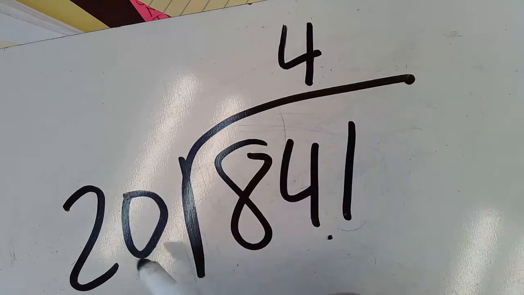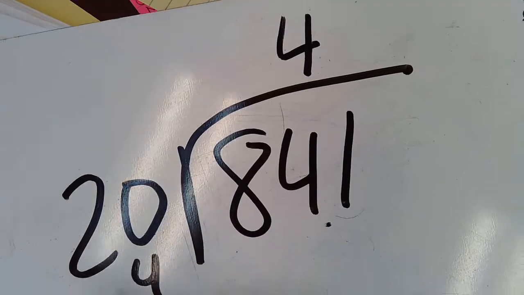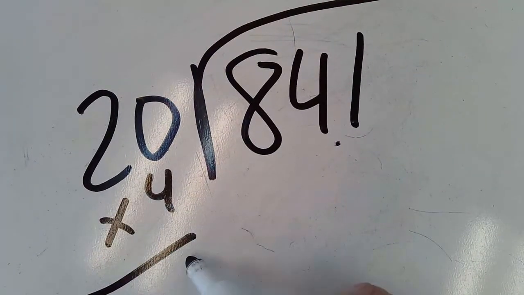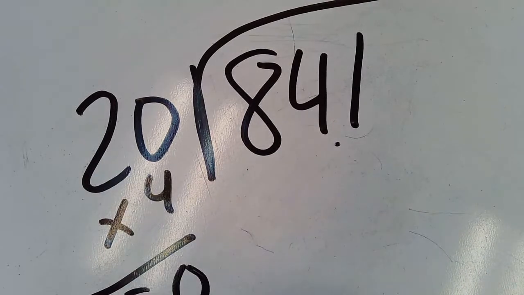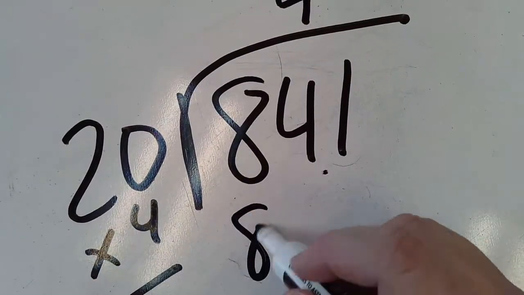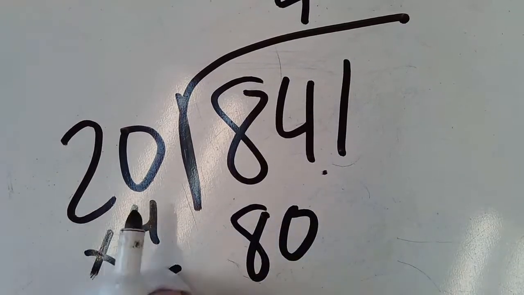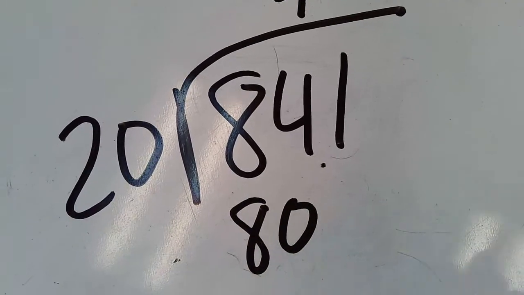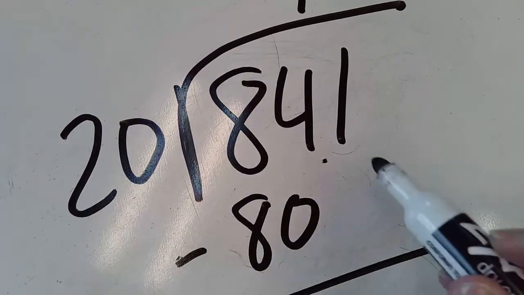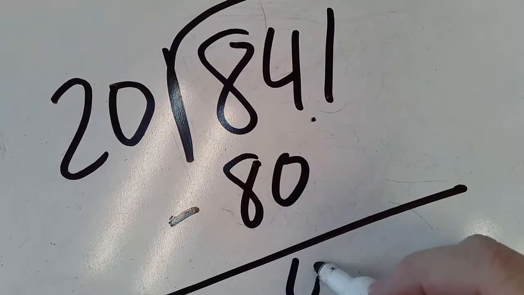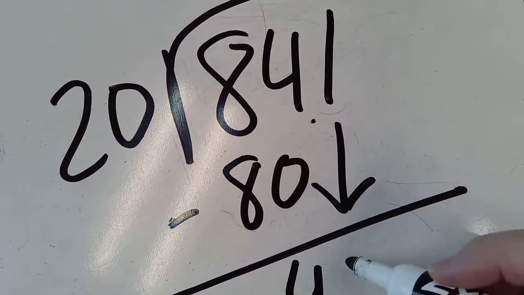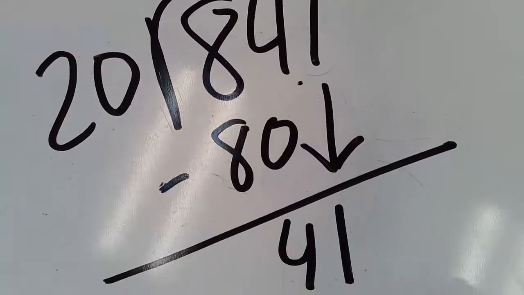And then we say 4 times 20. That's 0, and that's an 8. So 20 times 4 is 80, and it goes right there. Steps are the same. And then we subtract, and we say 4 minus 0 is 4. And now we're going to bring down the 1. And then we're back to divide.